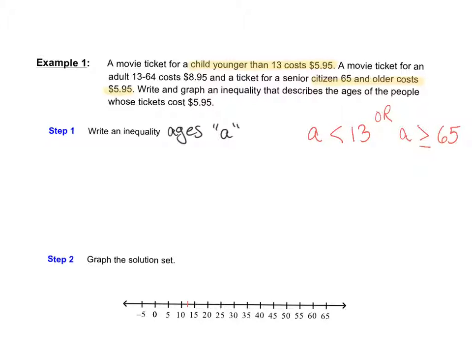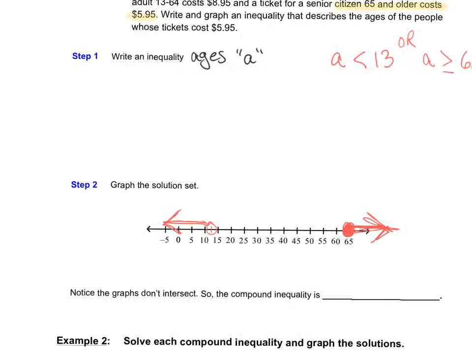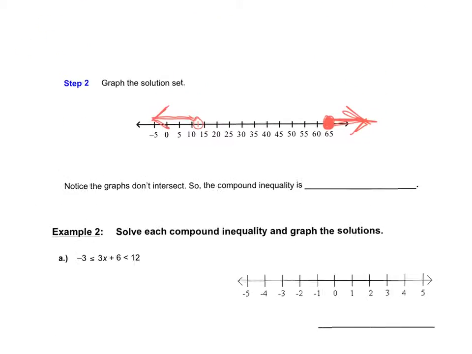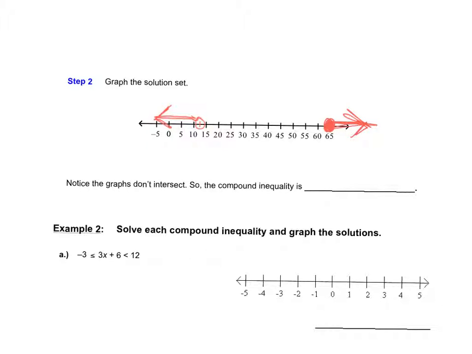Now to graph this, we're going to go to the number line and we get 13. It's an open circle because it doesn't have extra ink. So see, there's no extra ink under here, so that's an open circle for less than. And this one is greater than or equal to, so we're going to go to 65, and we're going to close the circle in there, and it's greater than, which means it shades to the right. All right. You notice that the graphs do not intersect, so the compound inequality is a union. Remember, intersecting means that it goes together. This is a union.